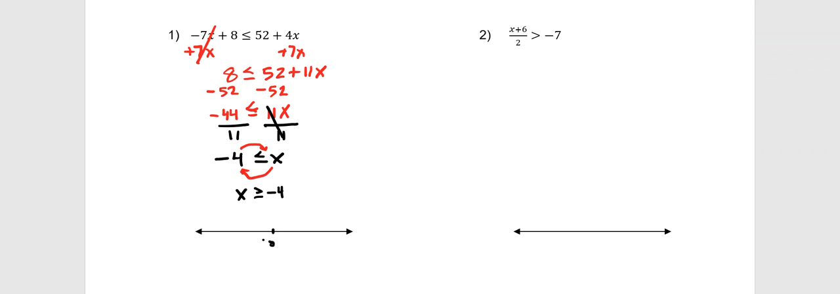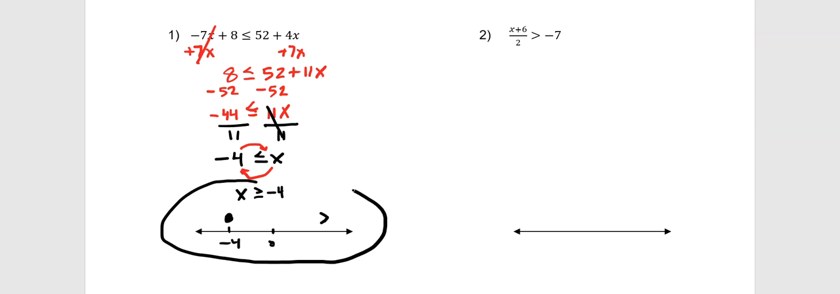And then just graph. 0, negative 4, close your dot at negative 4, and graph to the right, because that's the way our inequality symbol is now pointing, where I have the variable on the correct side. So your final answer and graph is right there.